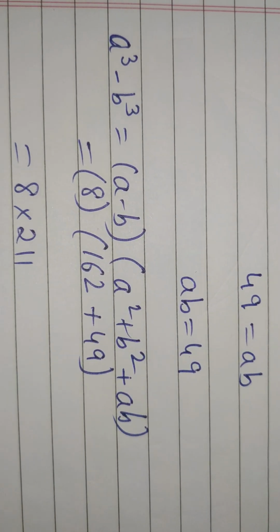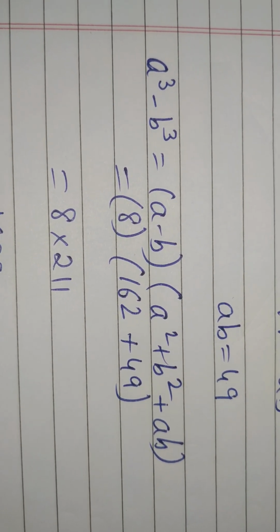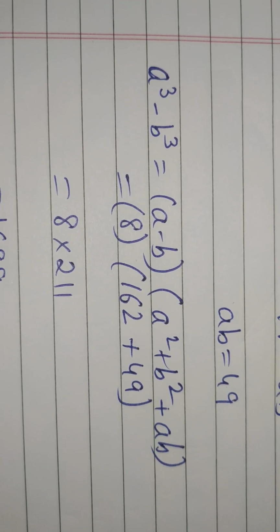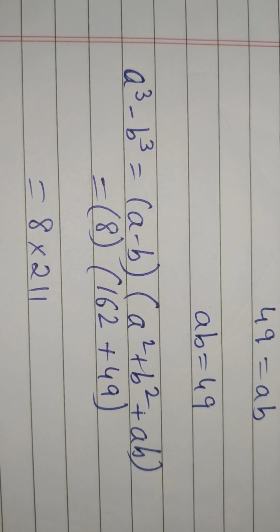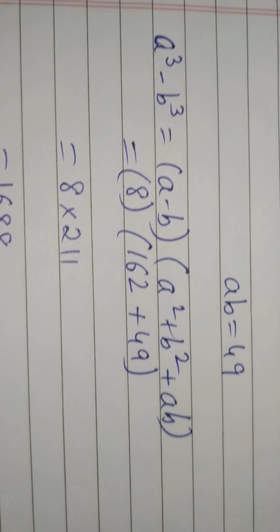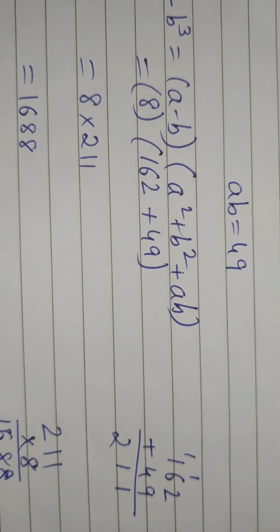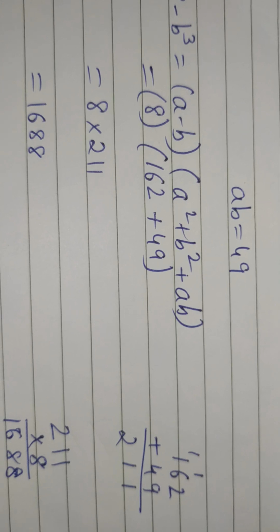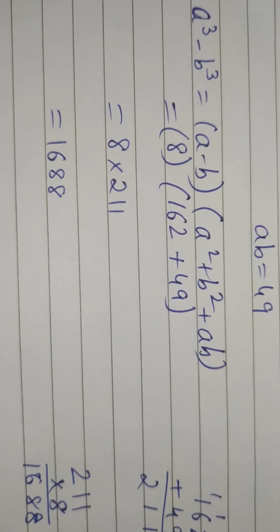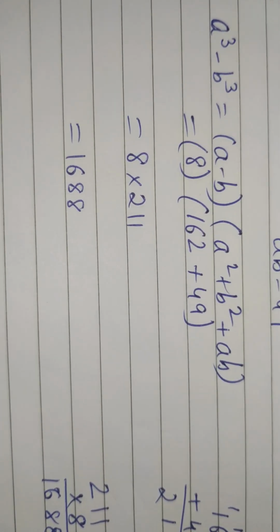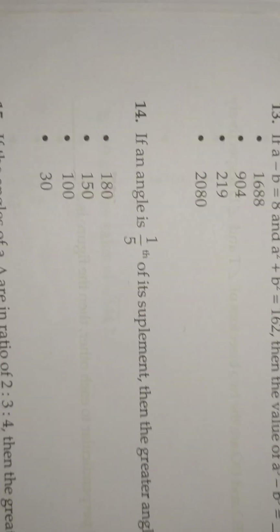So I will substitute that in equation 10 directly. a minus b is how much? 8. And a square plus b square is how much? 162. And ab, how much did we get? 49. So after adding 162 plus 49, it will be 211. And after multiplying 8 by 211, I will get the final answer, 1688. That will be your final answer.